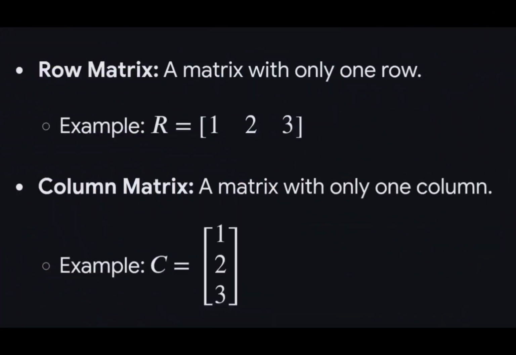The first type is the row matrix, which has exactly one row, that is one horizontal line of elements. The order of a matrix is written as m cross n. Here m is 1, so 1 cross 3, whereas a column matrix has only one column. The order of matrix C is 3 cross 1, having 3 rows.